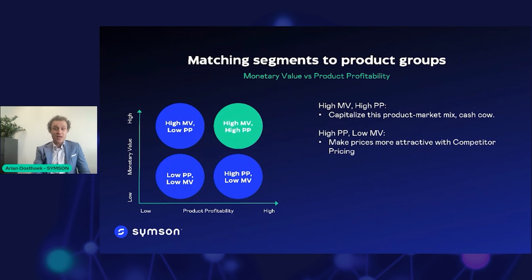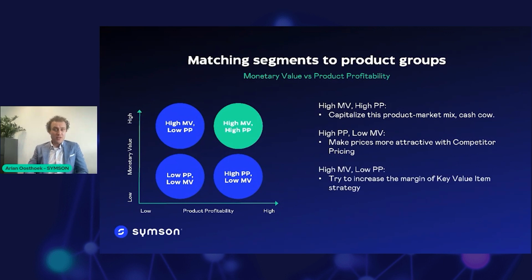If you have a high product profitability but a low monetary value, what you could do is that I think what the customers are buying is good. So they buy the high profitable products. But maybe if we want to increase the number of customers and if we want to make the product for a wider market attractive, what we could do is take a better look at the competitive landscape and make our prices more competitive to move more customers into the ideal state of the cash cow.